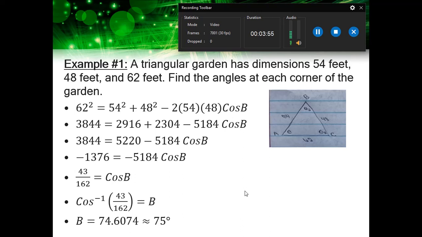Now that I know both of those angle measures, finding angle C is just simple math. We'll use the triangle angle sum theorem. So I'm just showing the subtraction of 180 minus 75 and minus 48. So my last angle is 57 degrees.